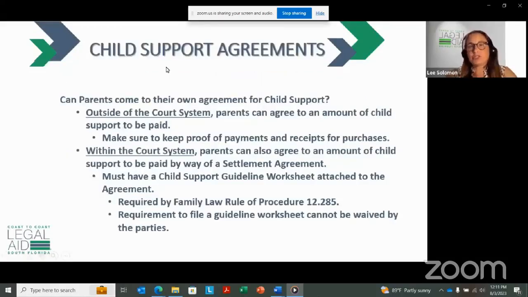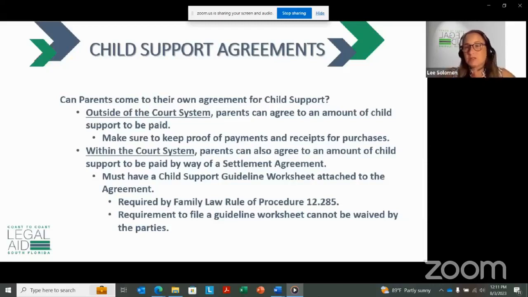So now let's talk about child support agreements. A lot of times people want to know if they can come to their own agreement for child support. The answer is, outside of the court system, parents can agree to an amount of child support to be paid. They don't have to run a guideline. If the mom and dad just want to not get the courts involved, they have a child, they want to care for them themselves, and they agree to a certain amount of support that they're comfortable with, they're free to do so.